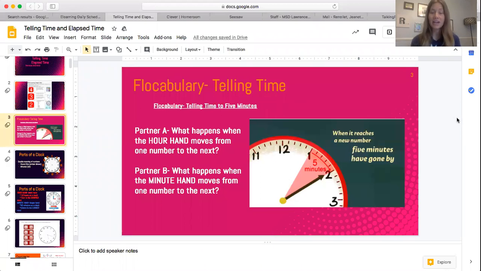In second grade, you learned about telling time to the nearest 5 minutes using a clock that looks like this. In third grade, we take it a step further and we look at each minute within the 5-minute chunks. If you need a review of how to tell time to the nearest 5 minutes, check out Flocabulary and click on this video, Telling Time to 5 Minutes. Let's start by reviewing the parts of a clock.